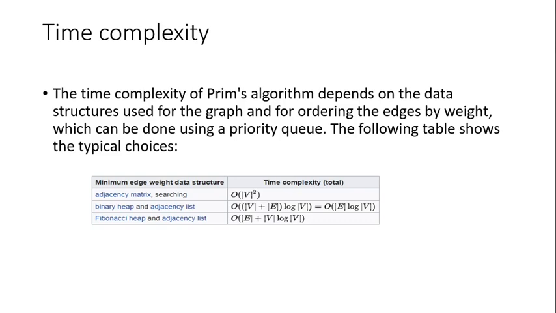Time complexity of Prim's algorithm depends on the data structure used for the graph and for ordering the edges by weight, which can be done using a priority queue. The following table shows the typical choices. The first one is adjacency matrix and searching, which takes O(V squared). Binary heap and adjacency list takes around O((V plus E) log V), which is equal to O(E log V), and Fibonacci heap and adjacency list, which is O(E plus V log V).